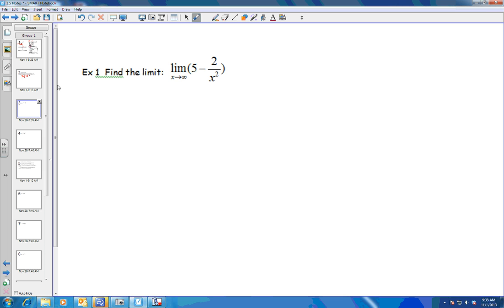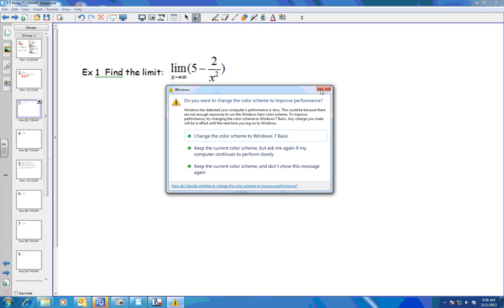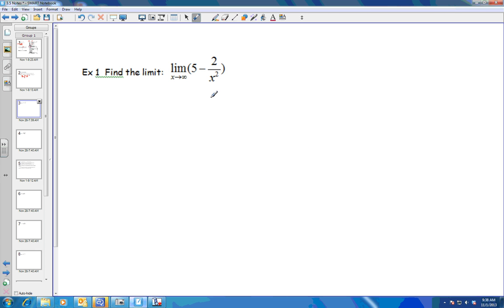Example 1, I'm supposed to find the limit as x approaches infinity of 5 minus 2 over x squared. Well, we know that the limit as x approaches infinity of just a constant is that constant. So this part is 5 minus, and this is the theorem we just talked about. The limit as x approaches infinity of this, the number is going to get bigger and bigger and bigger, so that's going to be 0. So my limit is 5.